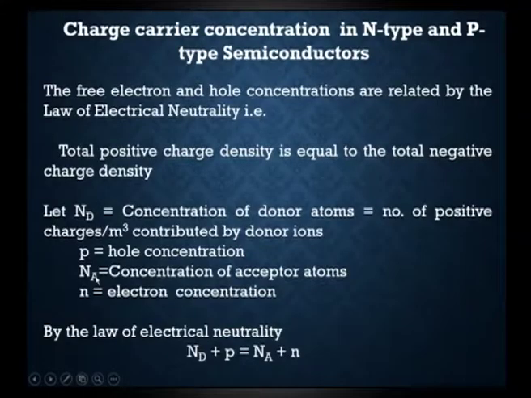By electrical neutrality, it defines that Nd plus P is equal to Na plus N, where Nd is the concentration of donor atoms, that is the number of positive charges per cubic meter contributed by donor ions, P is the hole concentration, Na is the concentration of acceptor atoms, and N is the electron concentration. So according to the law of electrical neutrality, Nd plus P is always equal to Na plus N, that is, positive charge density must always equal negative charge density.